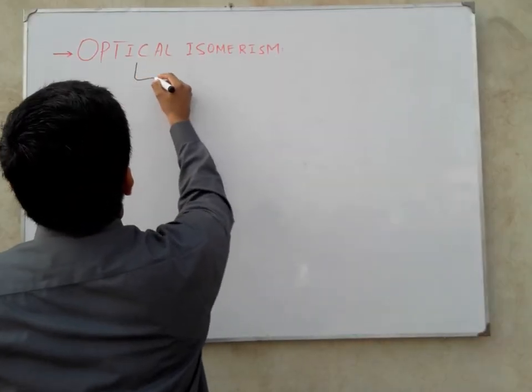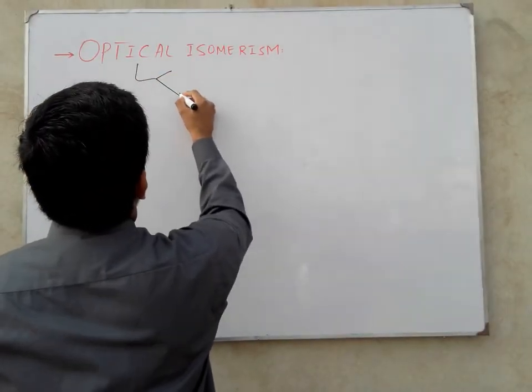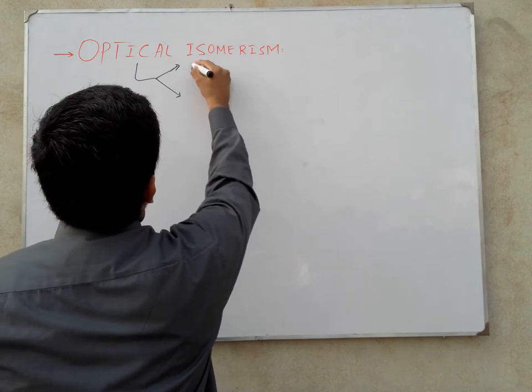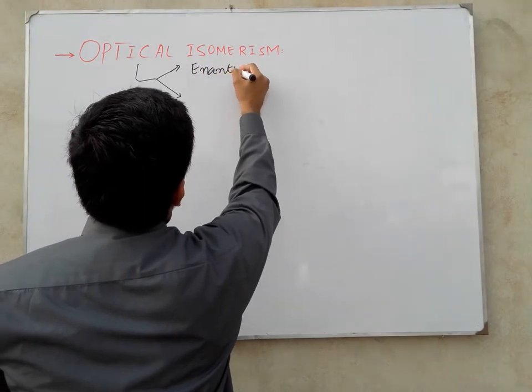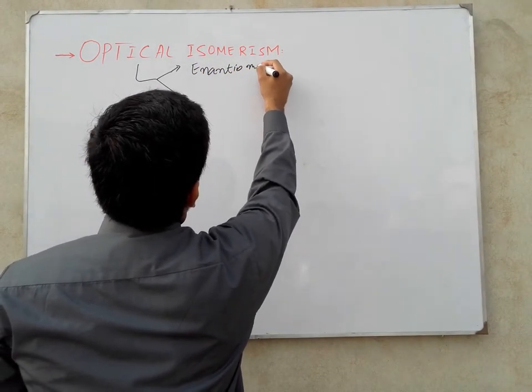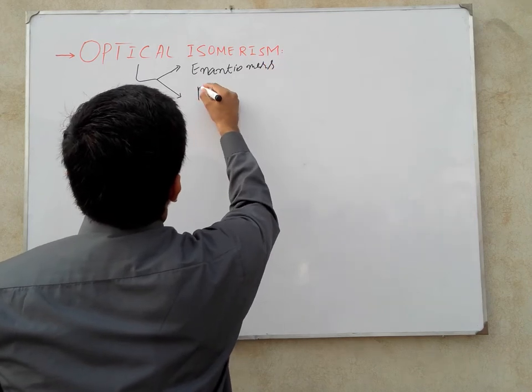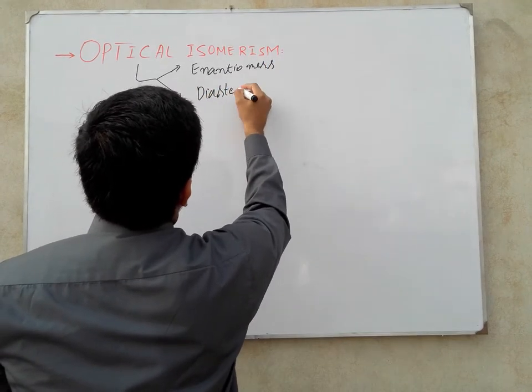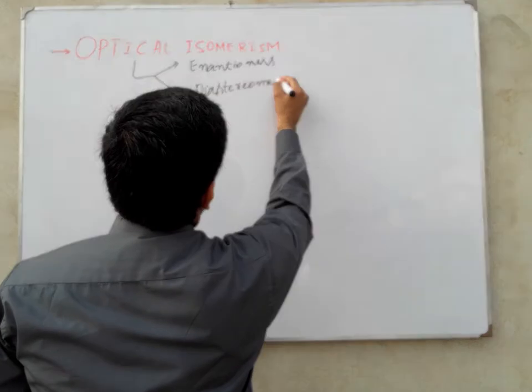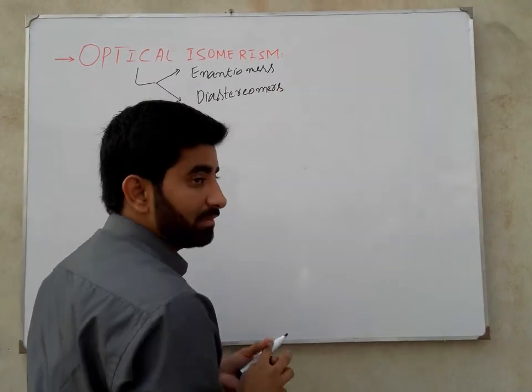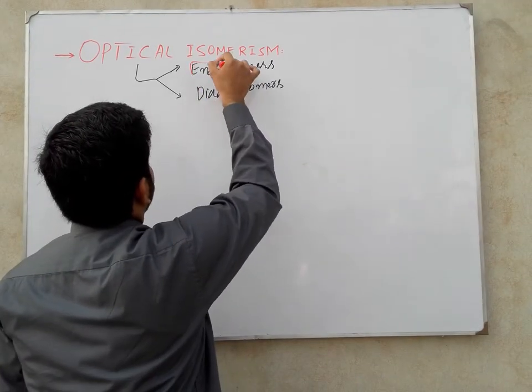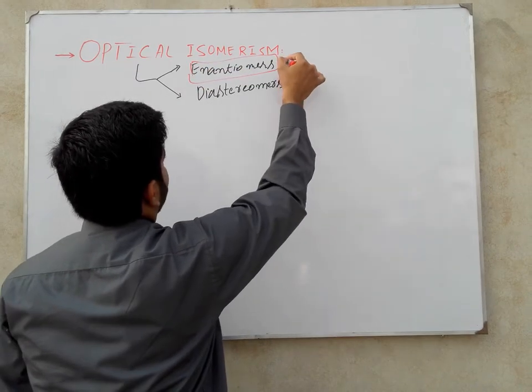Optical isomerism is divided into two main types. First is the enantiomers, and second is the diastereomers. First of all, we will discuss the enantiomers. What are enantiomers?